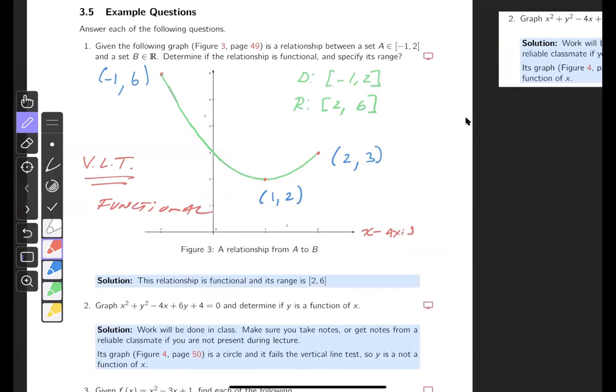All right. Where they say determine if it's functional, I did that. I used the vertical line test, and I did specify the range. I want to claim over here the answers are being provided to you. It says the relationship is functional and the range is 2 to 6. I got pretty good about that. Again, we used the vertical line test. All right, let's go to number 2 now.